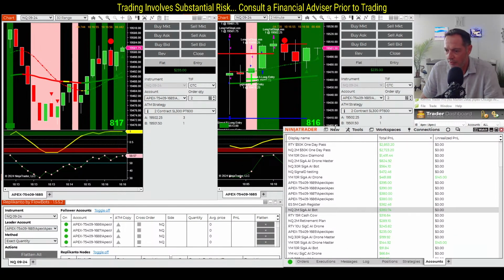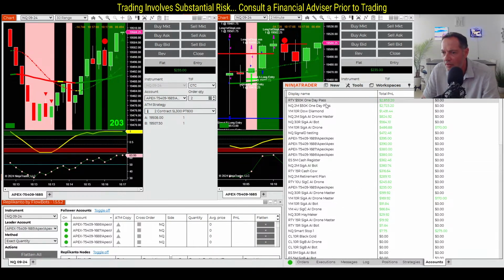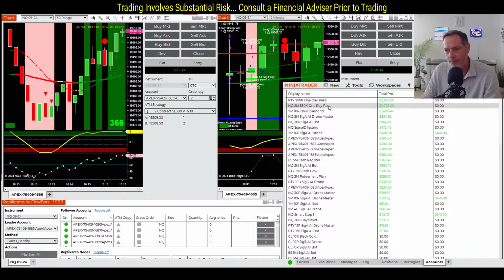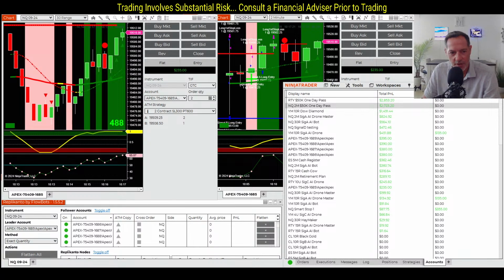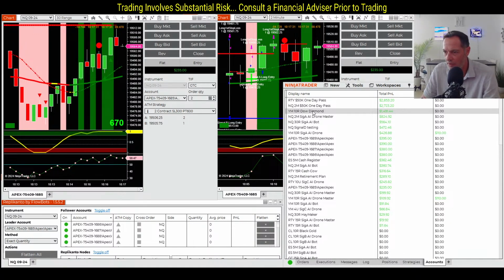Take a look at our leaderboard so far of strategies this morning. NQ's kind of slowing down here, holding 19.5. My machine hit the RTY one-day pass, hit the NQ 2-minute one-day pass. I do need to go make sure that I have this trading at the right time. I might be outside the right trading window. We can go take a look at that together. Looks like my Dow Diamond is crushing it this morning. Wow, that's big time for a Dow Diamond. 1,500 already.